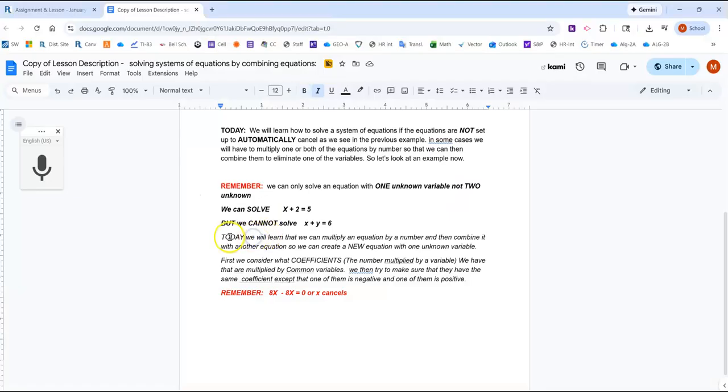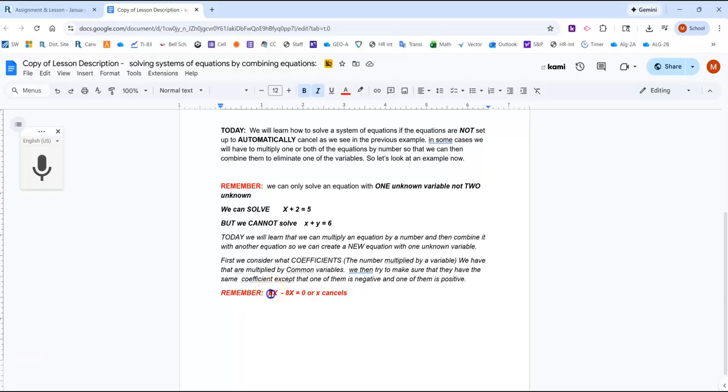A very important thing we are going to learn is that we can multiply an equation by a number and then combine it with another equation to create a new third equation. First we're going to think about coefficients. Make sure to read this and translate it if you need to. The idea is we're going to find a way to make common variables have the same coefficient, except that one is positive and one is negative.